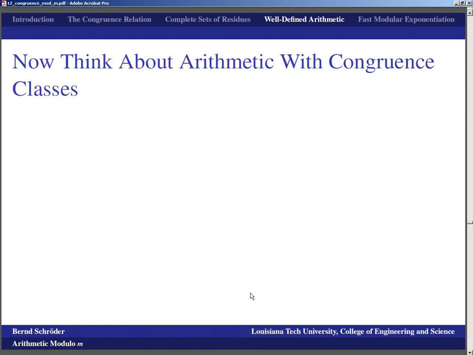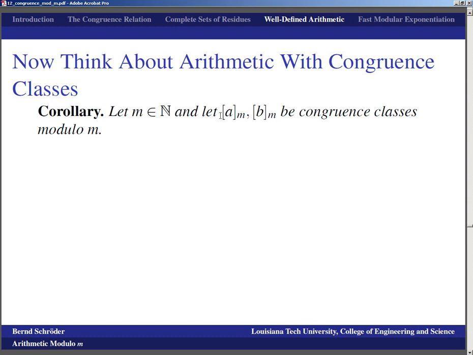Okay, and now we can start thinking about arithmetic with congruence classes. In this class we're not going to talk that much about congruence classes, but we could say if a sub m and b sub m are the congruence classes modulo m of a and b, so this is the set of all the numbers that are equivalent to a modulo m, and this is the set of all the numbers that are equivalent to b modulo m.